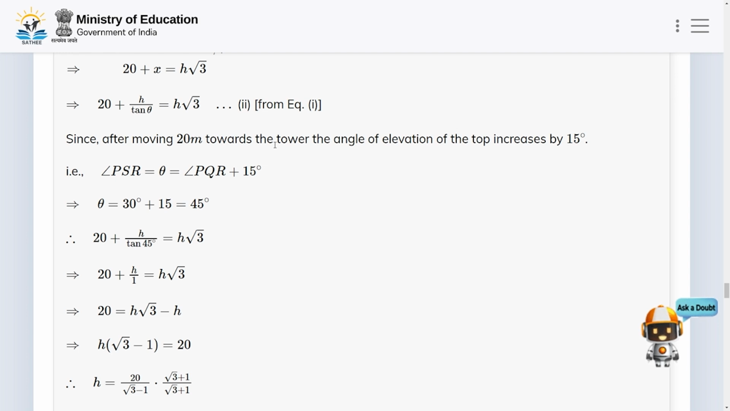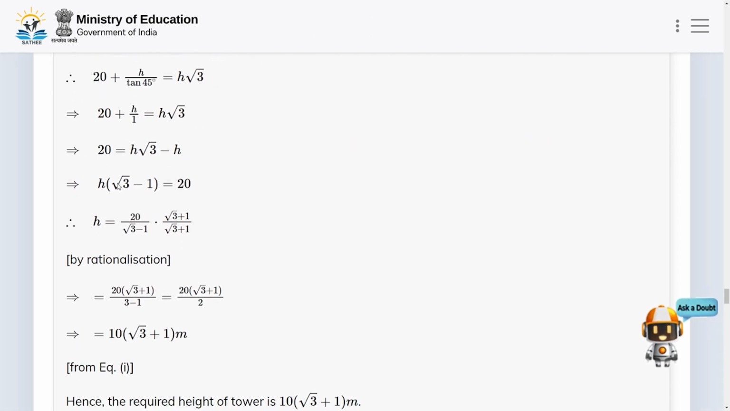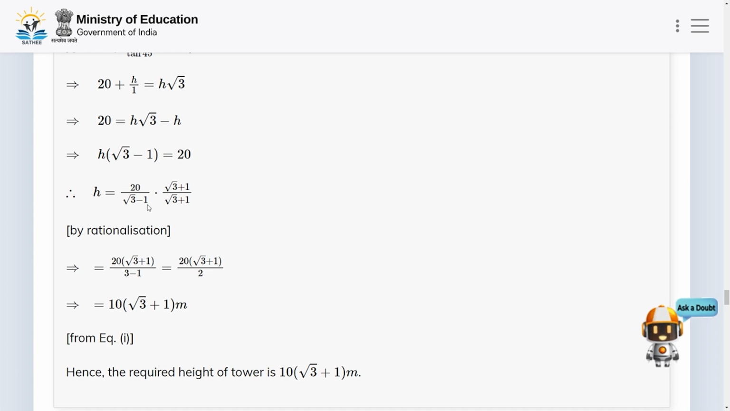It implies 20 plus h by 1 is equal to h times root 3, and it implies 20 is equal to h root 3 minus h, and it implies h is equal to 20 by root 3 minus 1. Now rationalize it: h is equal to 20 by root 3 minus 1 times root 3 plus 1 divided by root 3 plus 1. By rationalization, h is equal to 20 times root 3 plus 1 divided by 3 minus 1, which is 20 times root 3 plus 1 divided by 2, and this is equal to 10 times root 3 plus 1 meters.